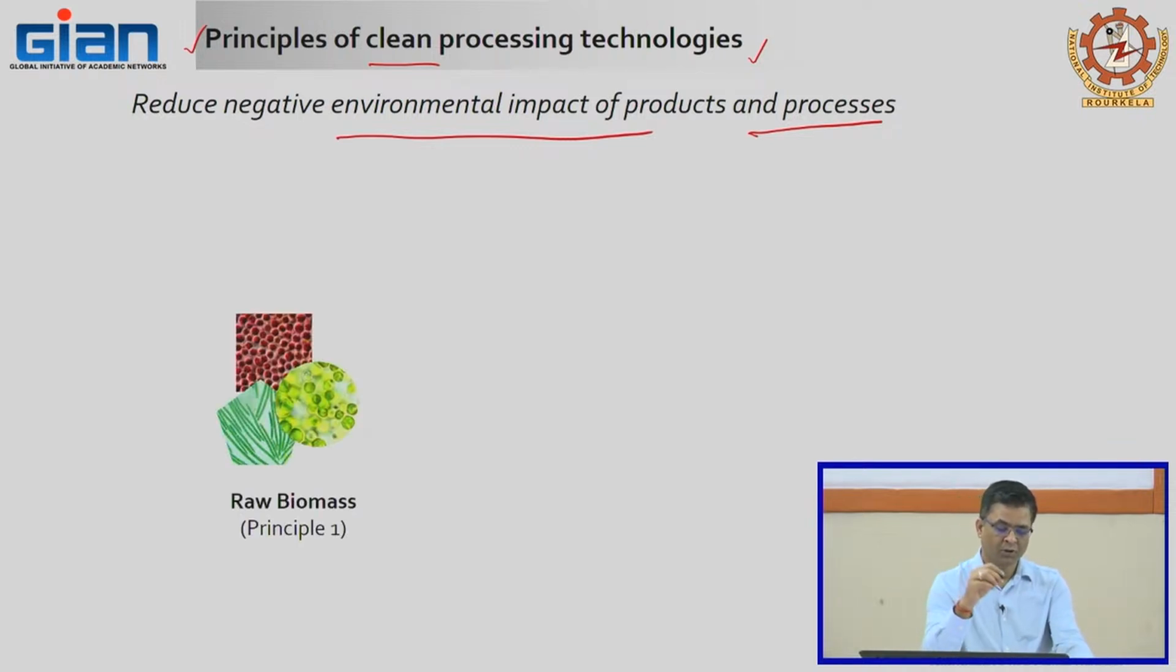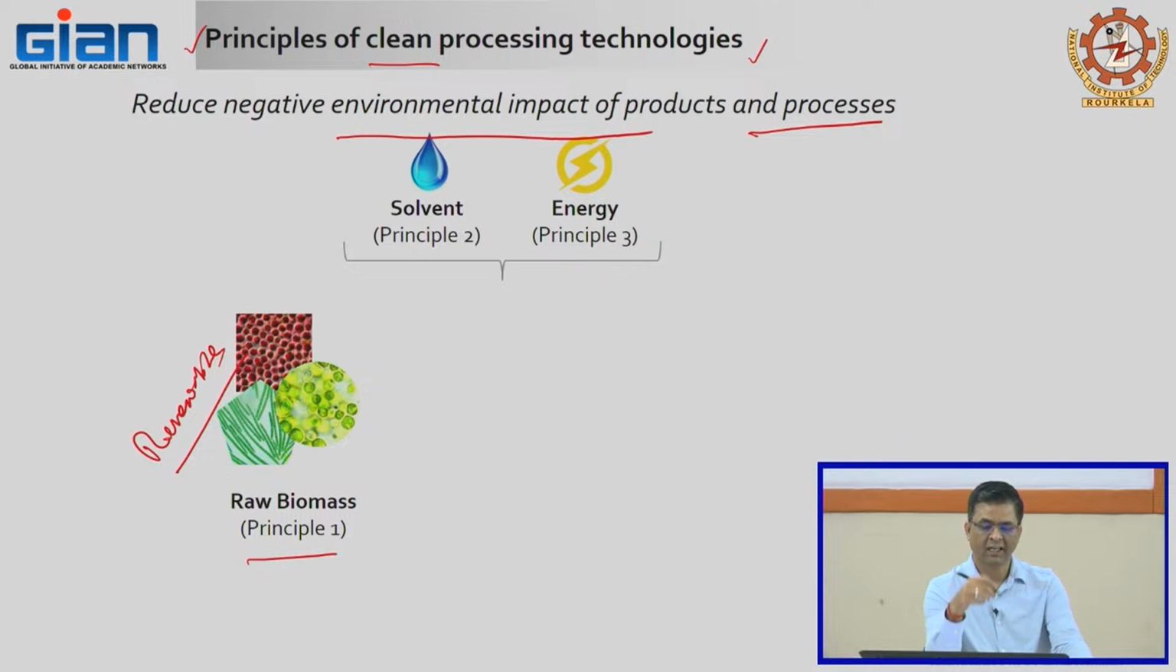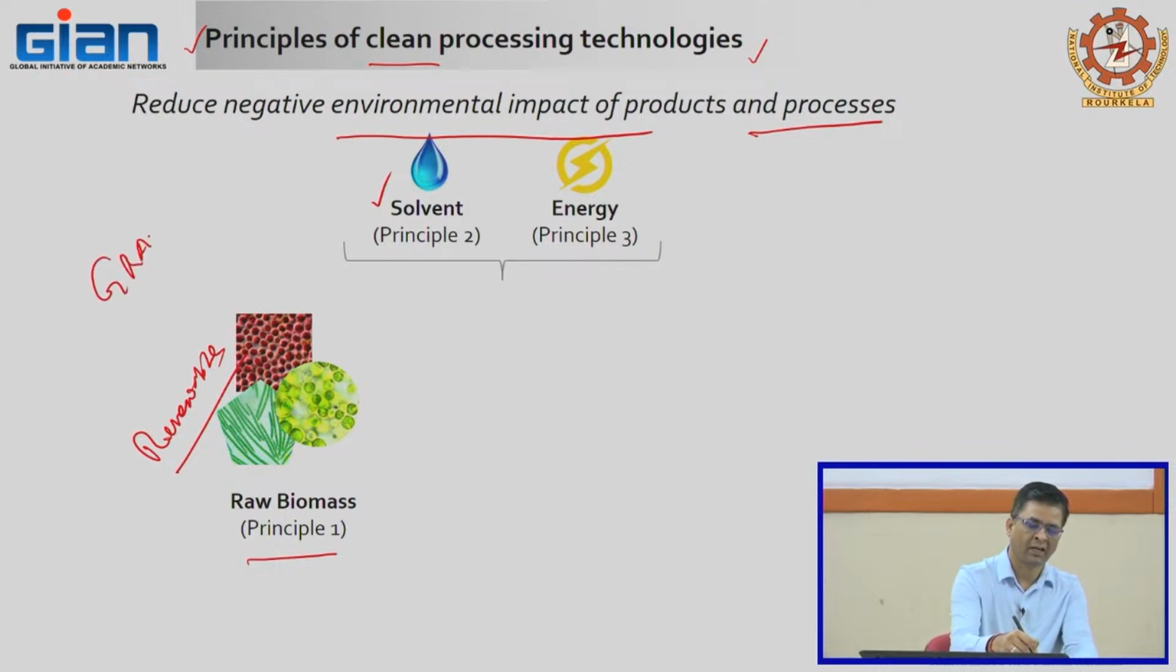So, first and foremost, principle number 1 is raw biomass. In terms of circular economy, blue circular economy or bio circular economy, the raw material should be from renewable sources, so that it is not depleting resources. Second principle is associated with the solvent. That means the solvent you are using is a clean or green solvent, or GRAS. What is GRAS?